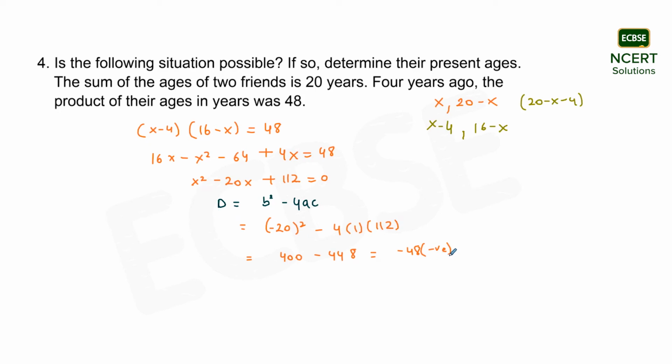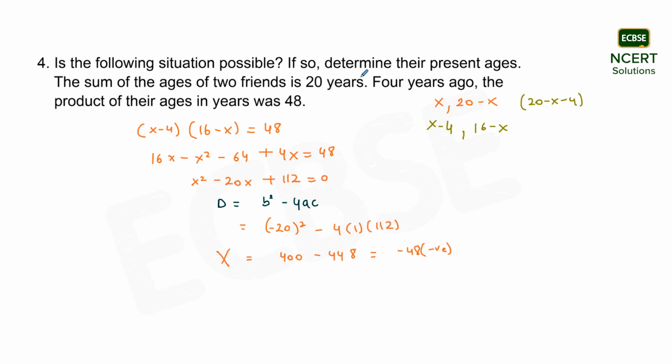And as we know, when the discriminant, or we can say D, has a negative value, then definitely there don't exist real roots. That is, no real roots exist for that very quadratic equation. Okay, so we can conclude over here that this situation is not possible.